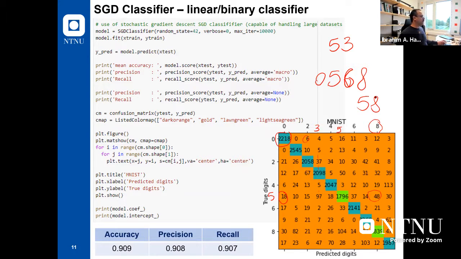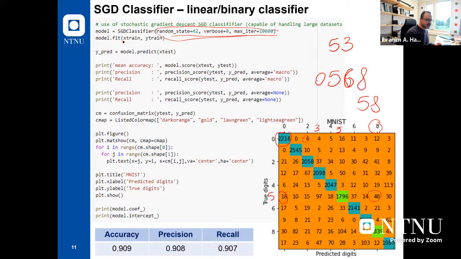We call it hold out validation, which means we divide the data into one set for training our model and one set for testing our model. And this is my classifier here. So we build the classifier. I just used random values. You can check it online.